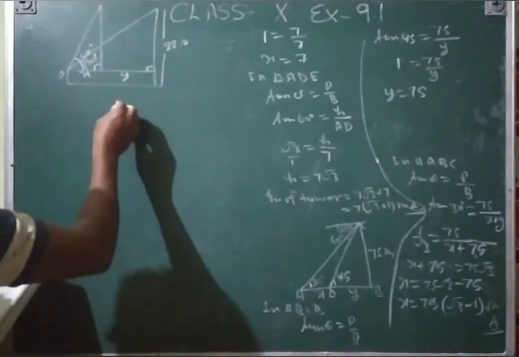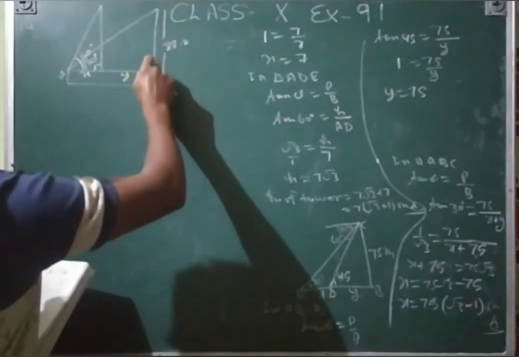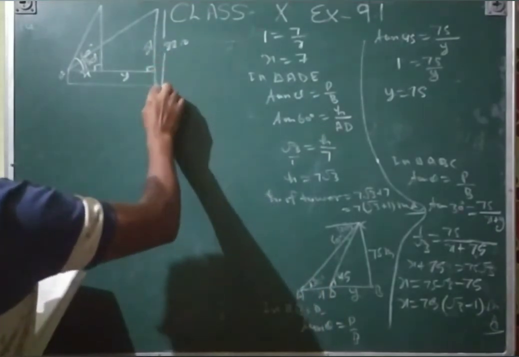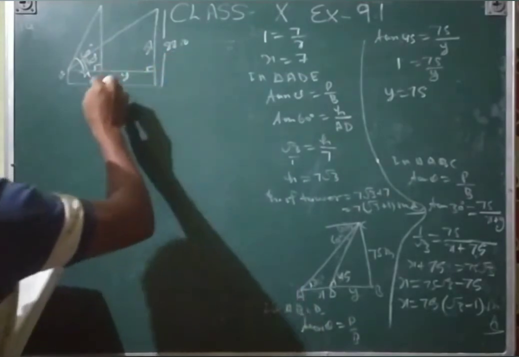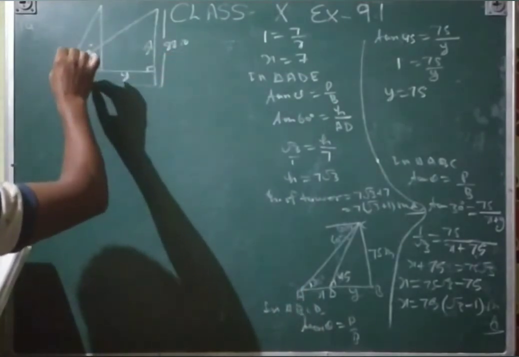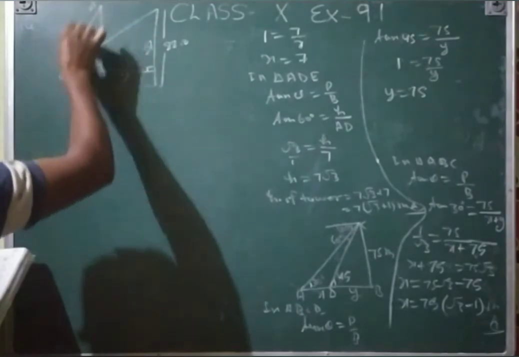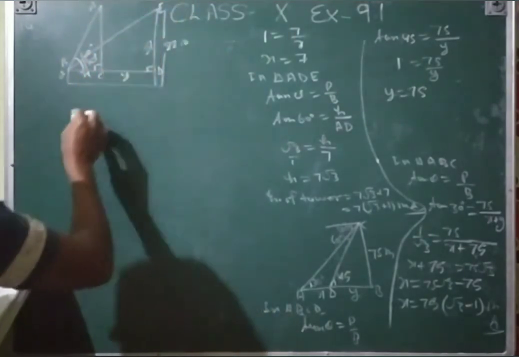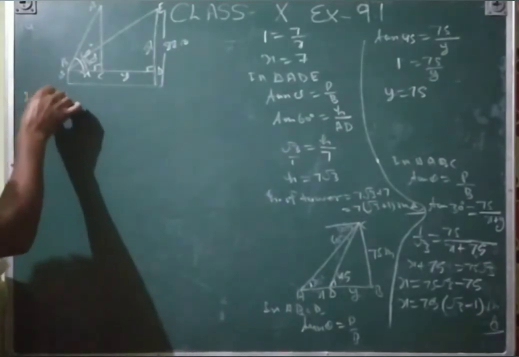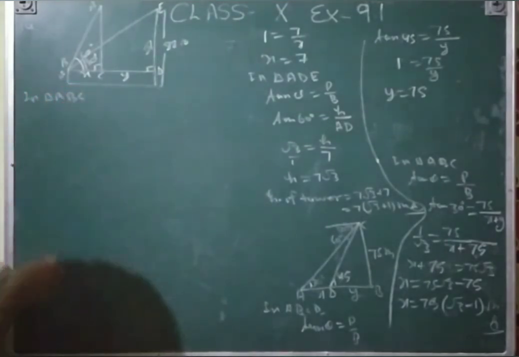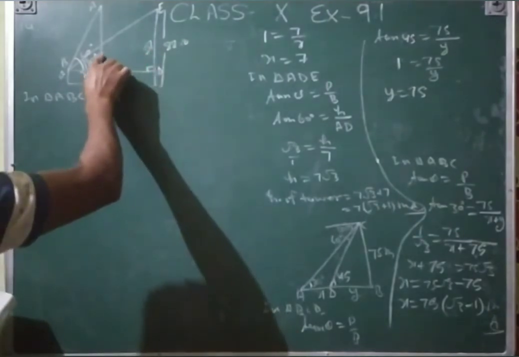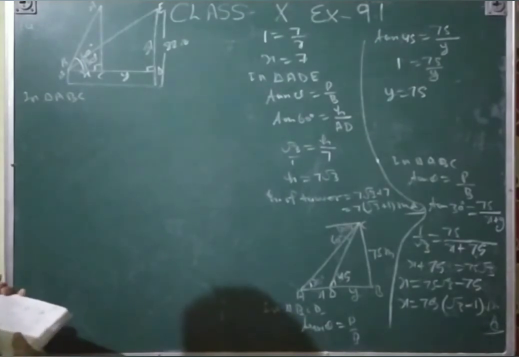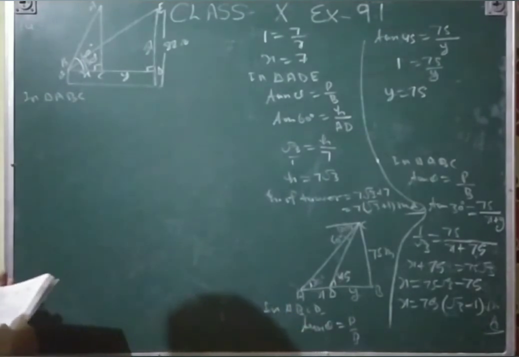This one we can suppose as y. The actual height is 87, because the 1.2 meter tall girl is subtracted from it. So we can write here A, B, C, D, E. In triangle ABC, if 87 is this one, this one will also be 87.